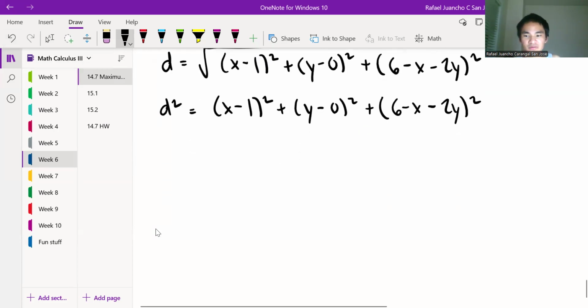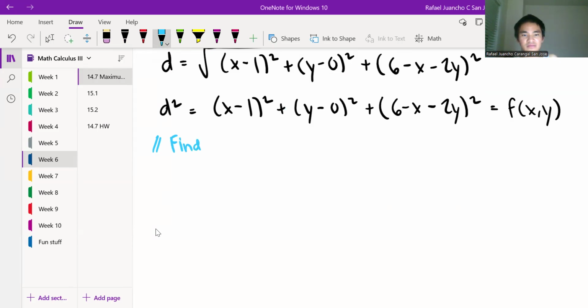And then from there, I see we can solve these equations, right? Now we can actually treat this as f of x comma y. We want to make it as simple as possible. We square that thing and then we solve for it, right? So here, again, we find critical points. We use the second derivative test, right? So let's go ahead and do that.